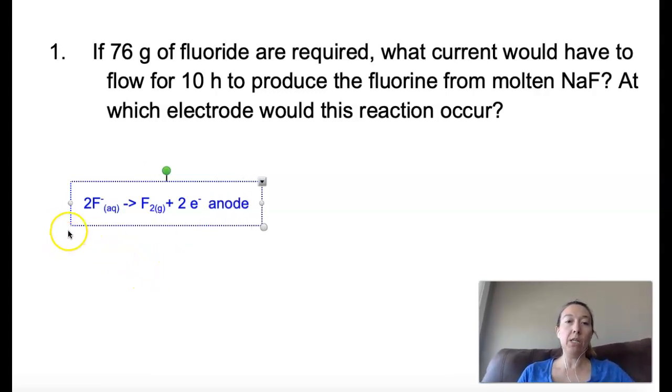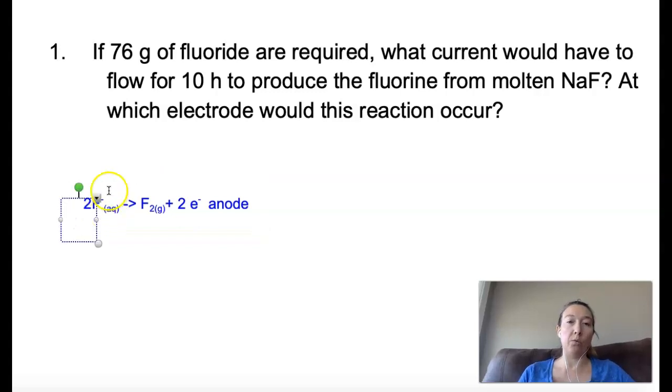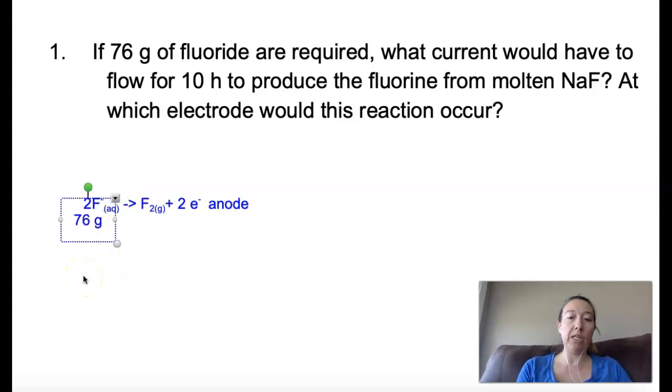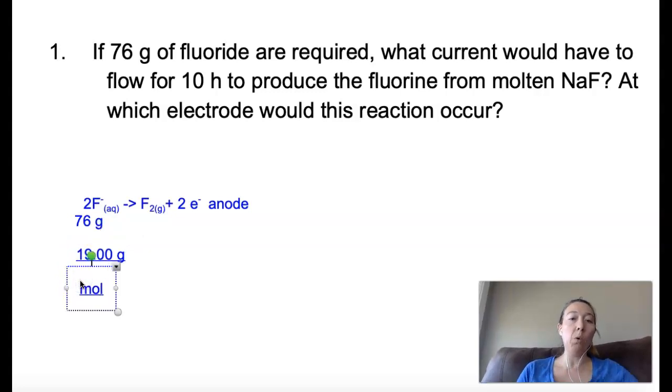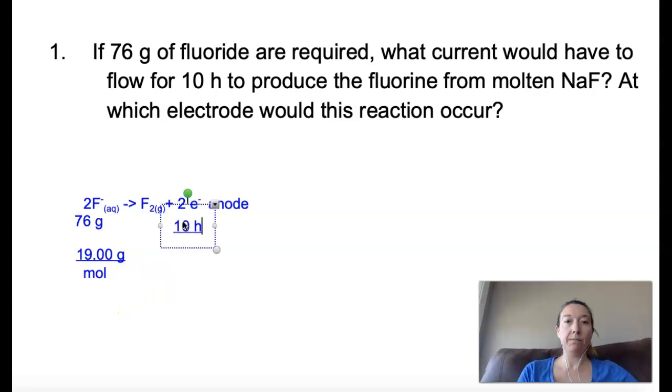Okay, so if 76 grams of fluoride are required, fluoride, because it ends with "ide," implies that it is the ion, so 76 grams for this. The molar mass of just an ion is just an F, so it is going to be 19 grams per mole. Then what else do we have? We were given the time, right? 10 hours.